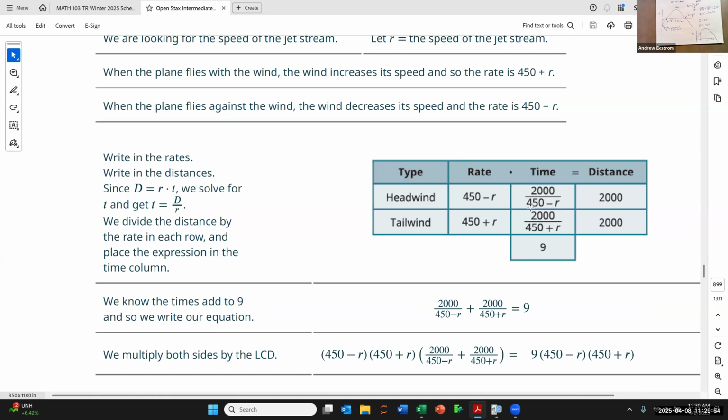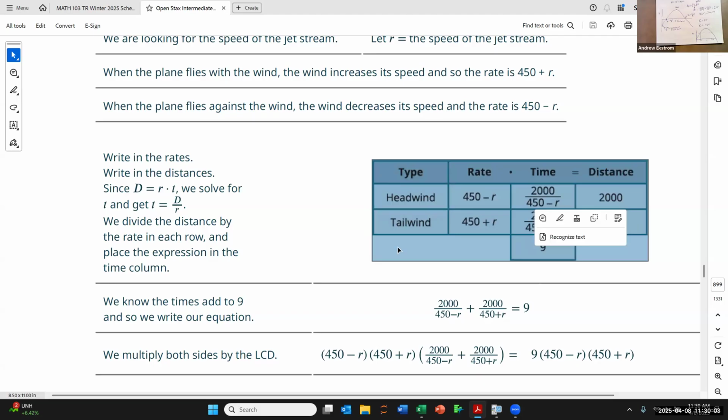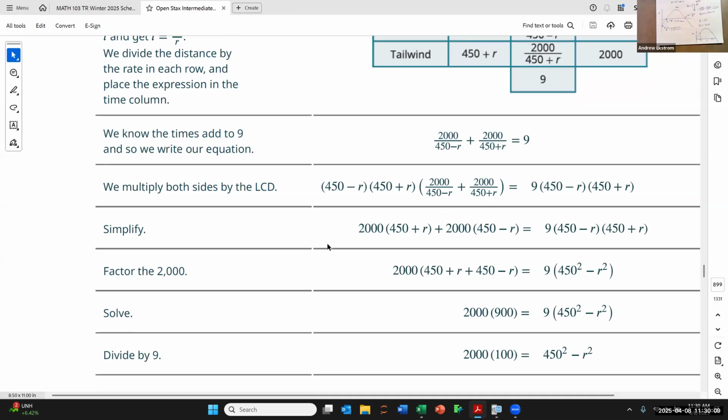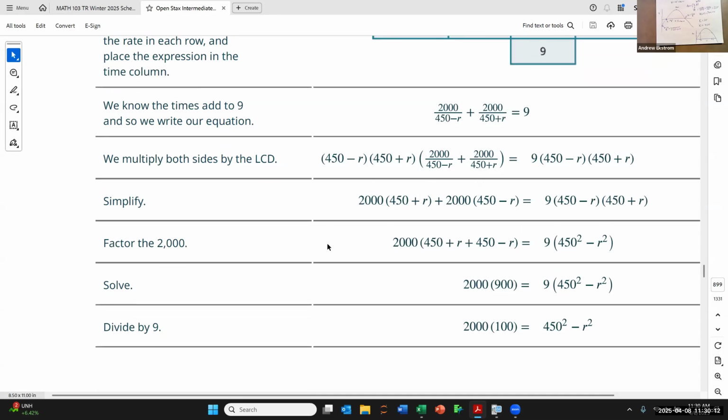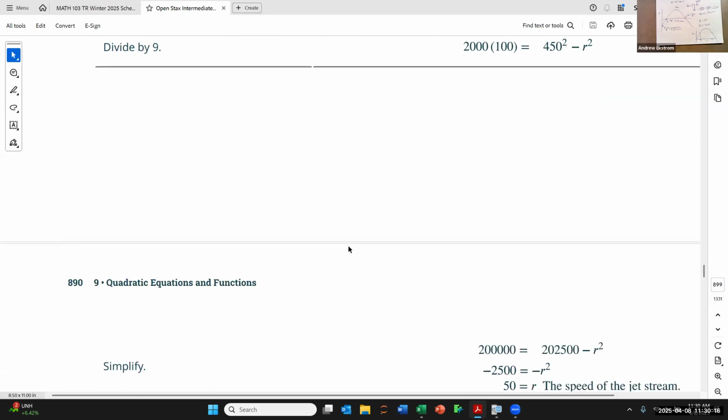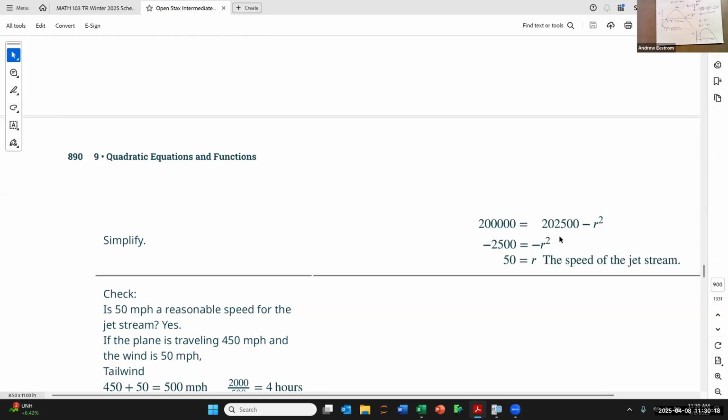So that's where this whole thing comes in. And then you have the time getting there plus the time getting back is equal to 9. We have a really ugly fraction. And when you get done collecting all the like terms and everything else, it eventually turns into a quadratic. You can then solve that quadratic and figure out what the speed of the jet stream is.